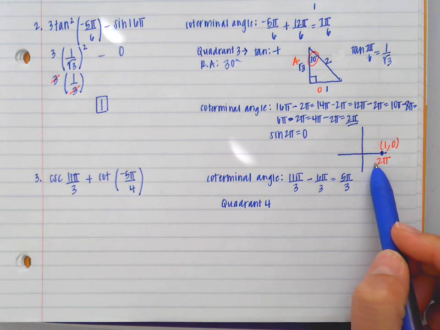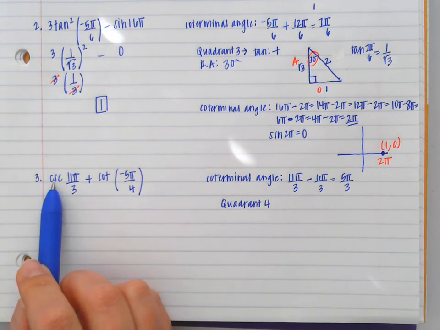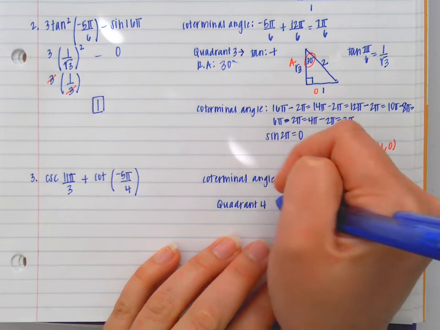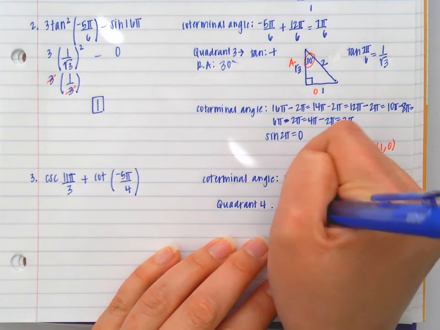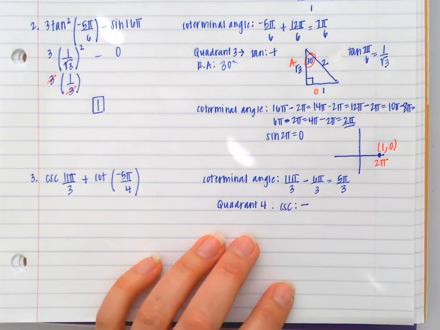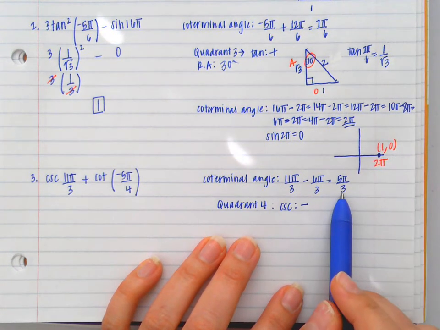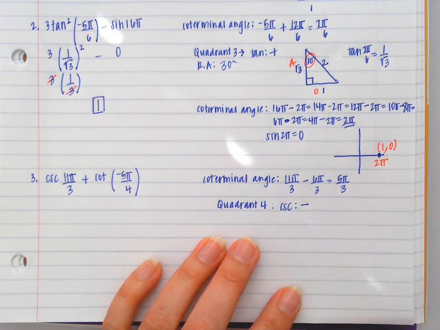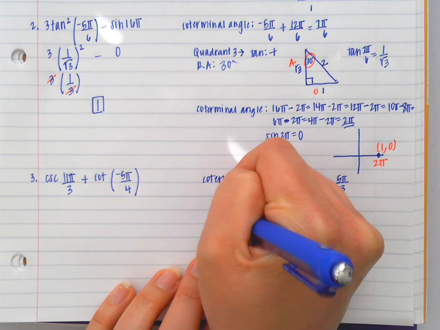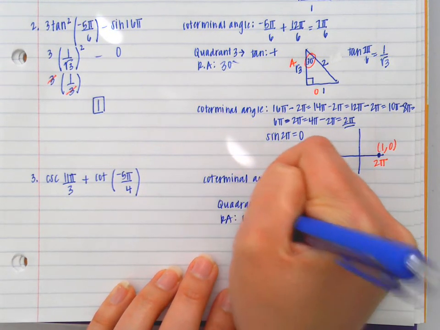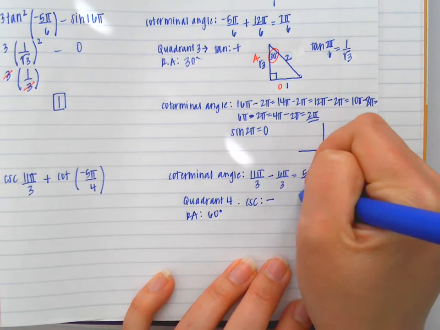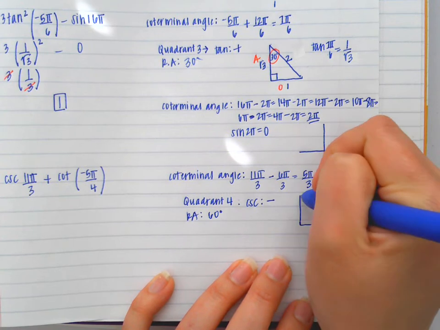That tells me that cosine is positive. Cosecant is the reciprocal of sine. So sine is going to be negative and cosecant is also going to be negative. And then my denominator tells me my reference angle. If my denominator is 3, my reference angle is 60 degrees. So I'm going to draw a special right triangle.